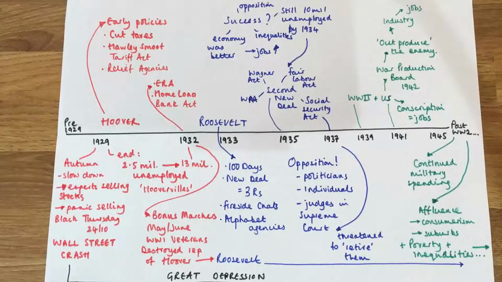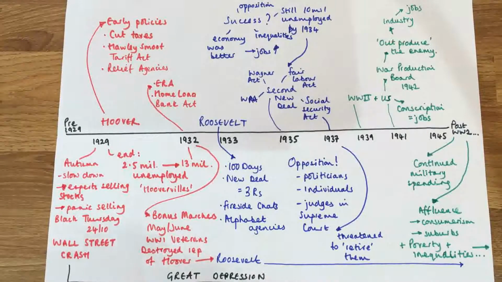This created huge numbers of jobs, and it meant ultimately that this was one of the reasons why the Allies won the war. When Nazi Germany ran out of aircraft and ships, America was still producing them, and they could keep going when Germany couldn't. So huge numbers of jobs were created through the industry related to the war effort.